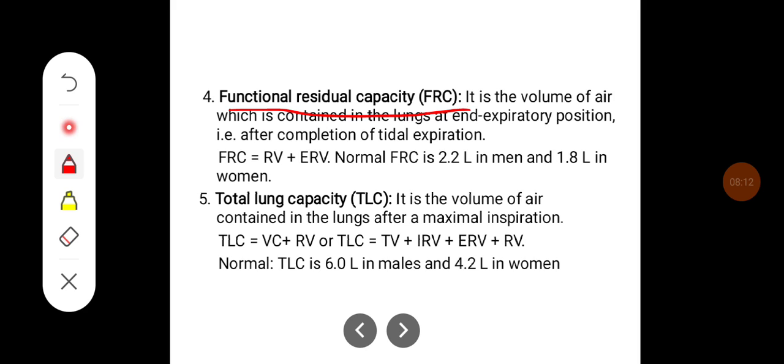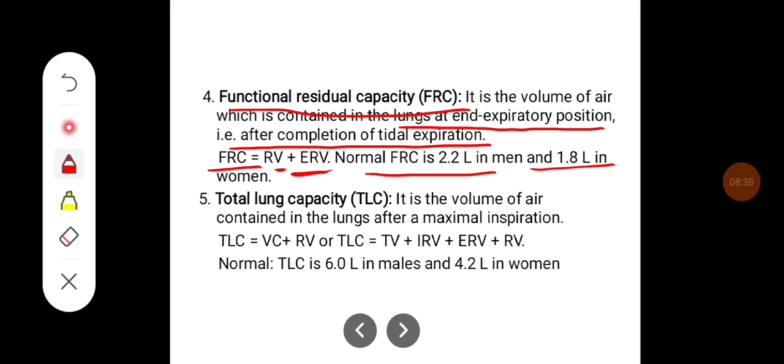Functional residual capacity is the volume of air which is contained in the lungs at the end expiratory position, that is after completion of tidal expiration. That is why functional residual capacity can be given as residual volume plus expiratory reserve volume. The normal FRC is 2.2 liters in men and 1.8 liters in women.